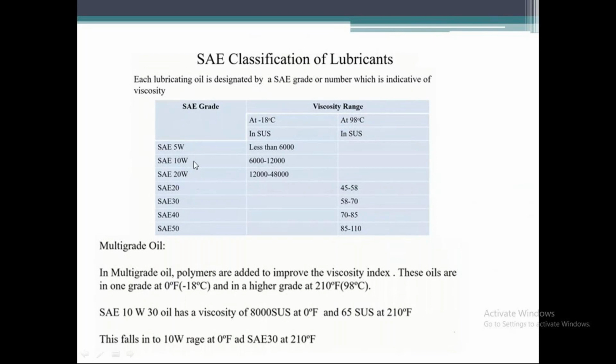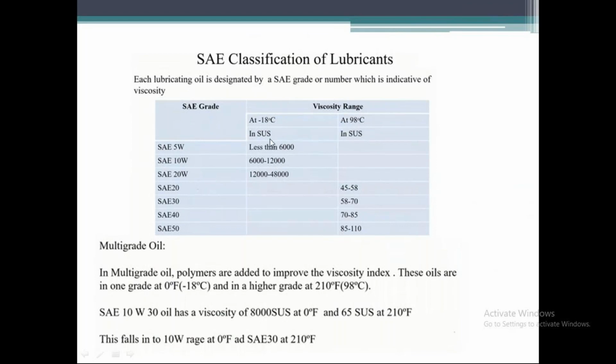How they do that is using this temperature classification. They do a test at minus 18 degrees Celsius and measure the viscosity, as you can see here. And they measure viscosity again at 98 degrees Celsius.